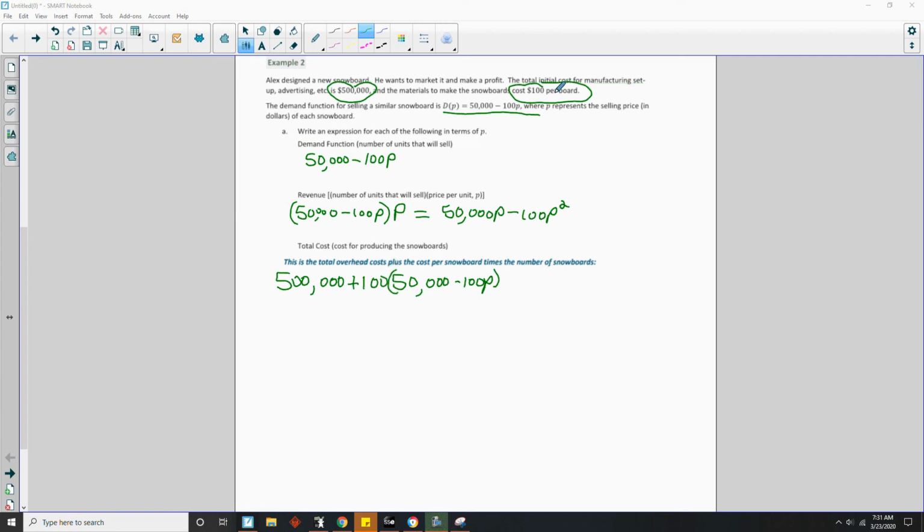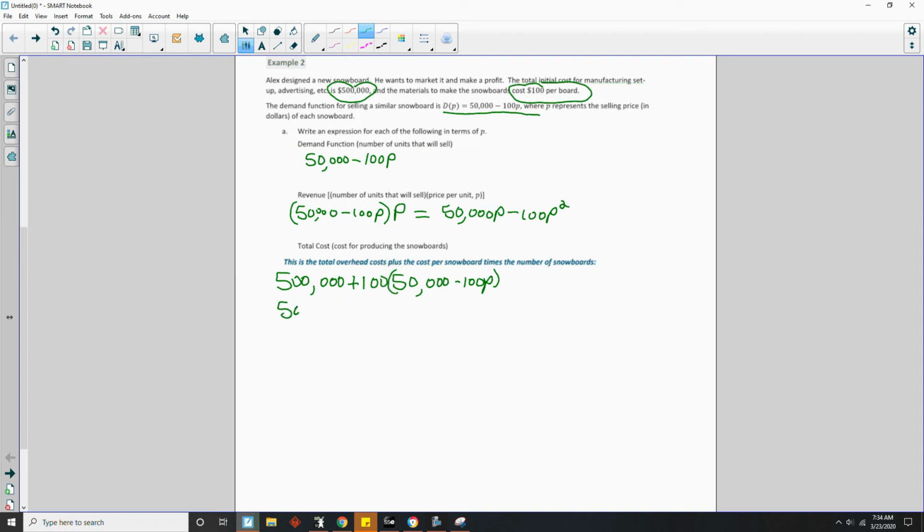Which is the cost per board right here. So the initial cost plus cost per snowboard times the number of units that will sell, which is 50,000 minus 100P. Okay, so now we're going to simplify this by distributing the 100.